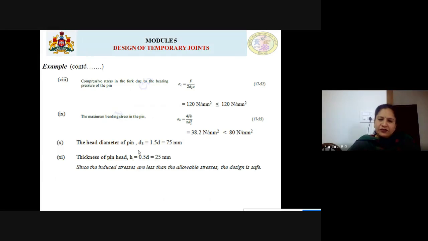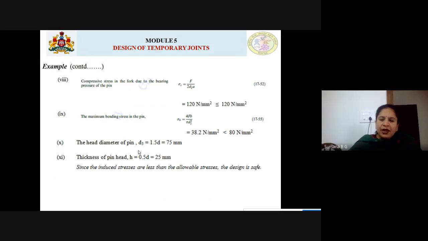Okay. So once we find out all the parameters, we find out the maximum bending stress in the pin. Okay. So in this case, we have found that the maximum stress induced is much less than the maximum permissible stress. Okay. Hence, we can say that since the induced stresses are less than the allowable stresses, the design is safe.